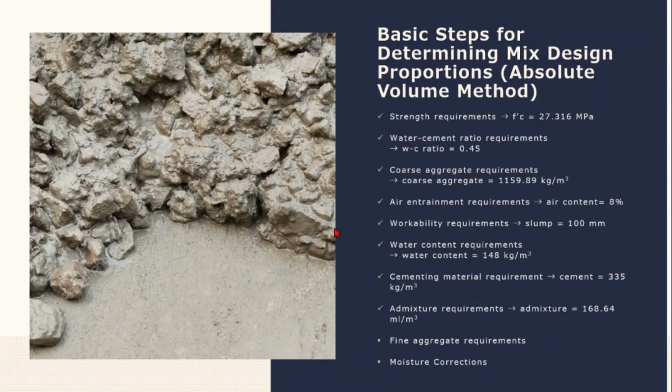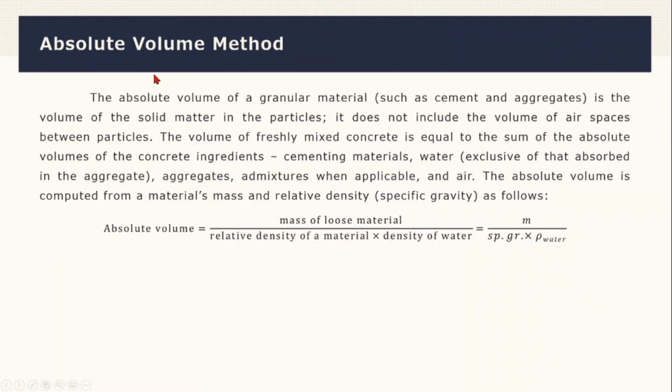Next is fine aggregates requirements and moisture correction. But before we discuss this, let me explain first the absolute volume method. Actually, this method is just getting 1 cubic meter of concrete which contains cement and aggregates in solid state and shall not include the volume of air spaces between its particles. These voids will be filled with water, admixtures, and air. The absolute volume can be computed using this formula. So we have the mass of the loose material over the specific gravity times the density of water.